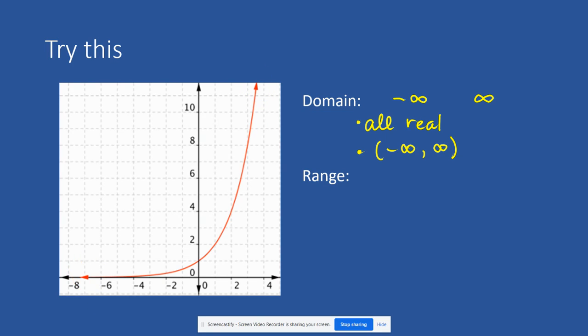Range, the lowest point isn't really a point, but it's getting very, very close to 0, but it's not including 0, it's just getting really close to it. And then that highest point is shooting up to infinity. So in inequality notation, it would be 0 is less than y, and you don't include 0 because it doesn't actually hit 0. And in interval notation, it would be from 0 to infinity, and we don't put any brackets on either end because we don't really include 0.